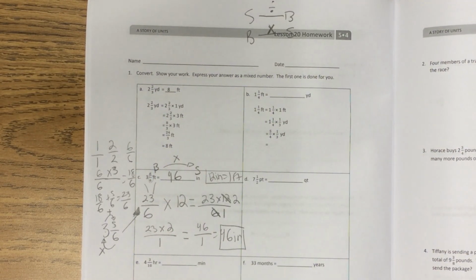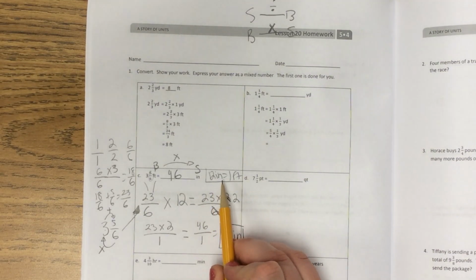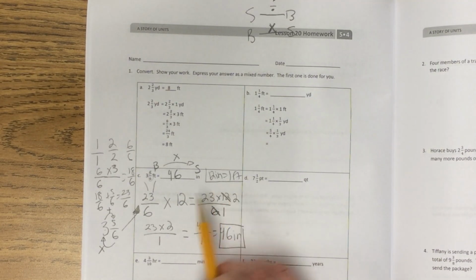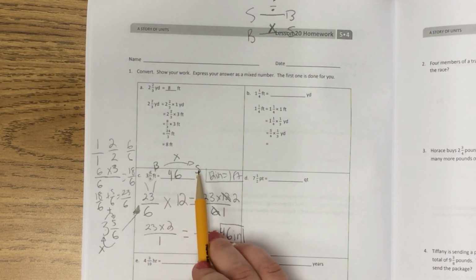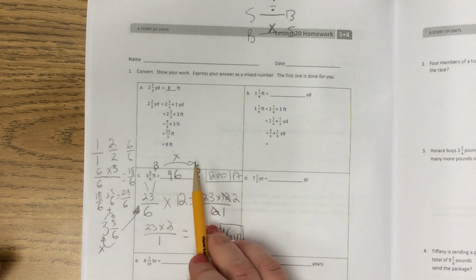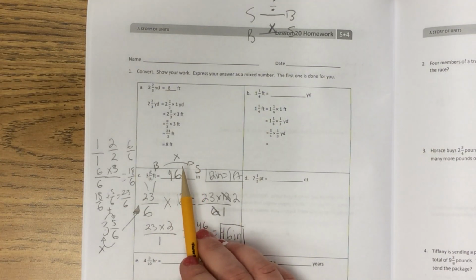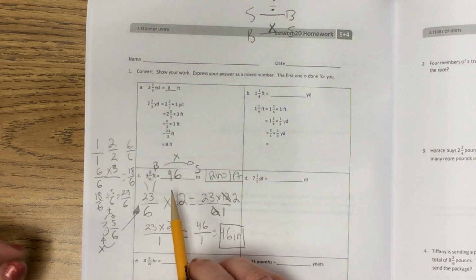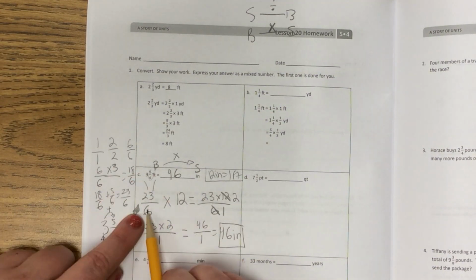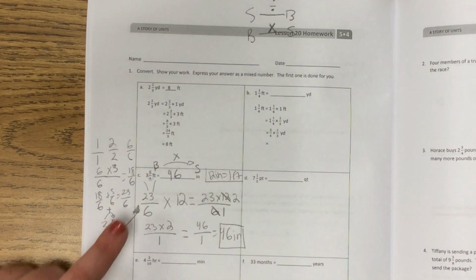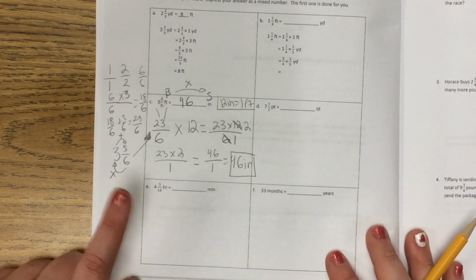So this one is converting. Yes, we're still finding our conversion factor. We're still deciding if it's going from a big unit to a small unit, and so we're going to decide if we're going to multiply or divide. But the added extra on here is going from a mixed number to an improper fraction. So let's practice that again with E.